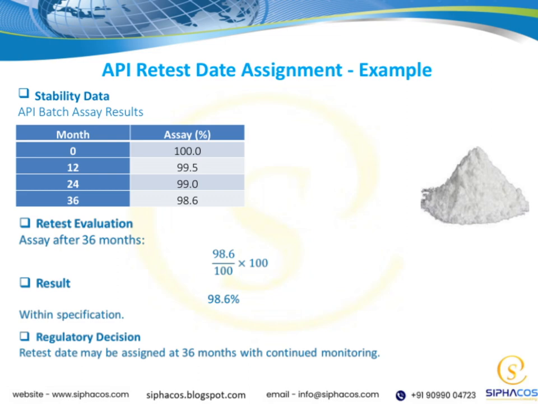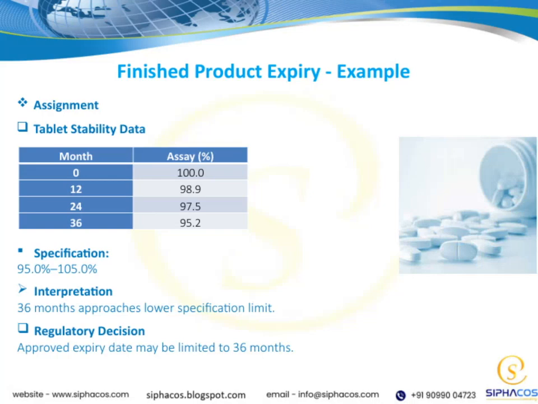Assigning retest dates relies on this kind of data, ensuring the API remains effective and safe throughout its intended use. Here, we're looking at tablet stability over time, measured by assay percentage. The specification range is set between 95 and 105%. At 36 months, the assay value drops to 95.2%, just above the lower limit. This means the product is still within acceptable quality, but only just.